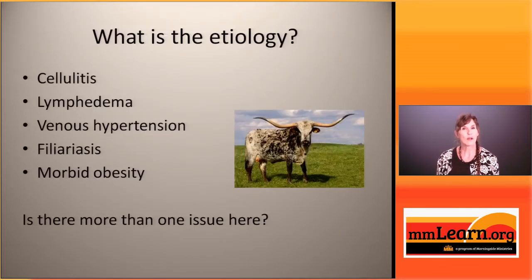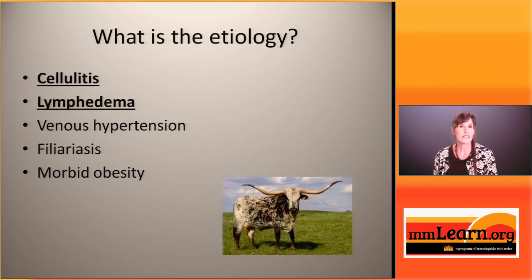What do you think that problem is? Do you think this patient has cellulitis or inflammation or infection of the soft tissues? Does she have lymphedema or venous hypertension? Could it be something as remote as filariasis? Or do you think this is just unfortunately a complication of her morbid obesity? Or do you think that there might be more than one issue at stake here? I'll give you a moment to think about that.